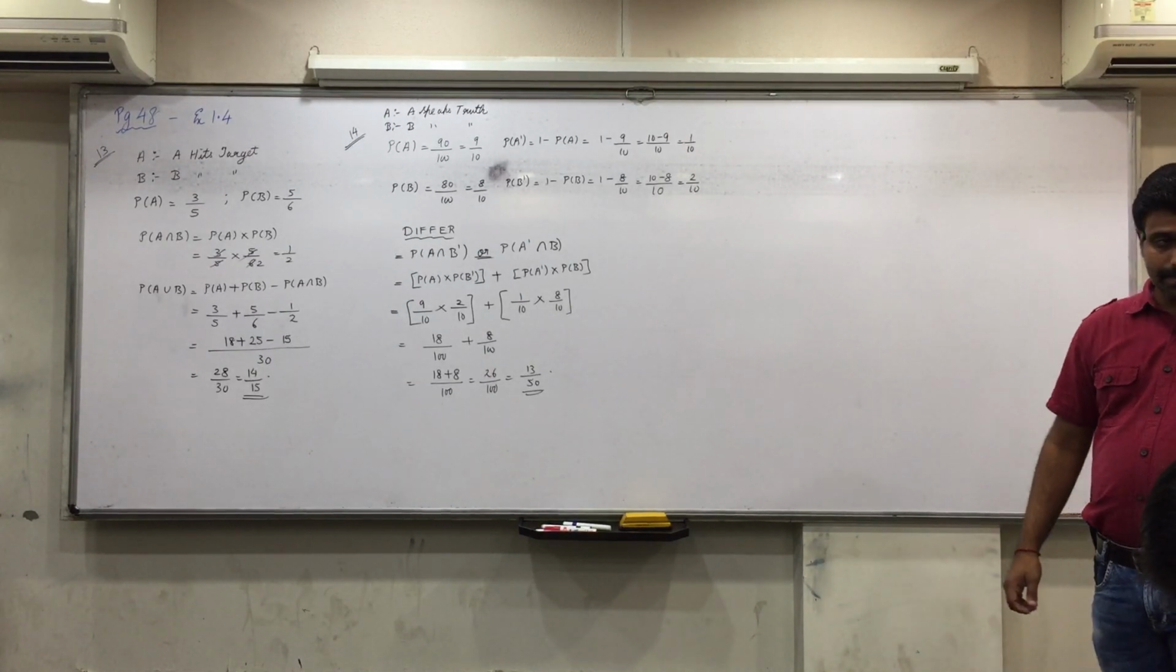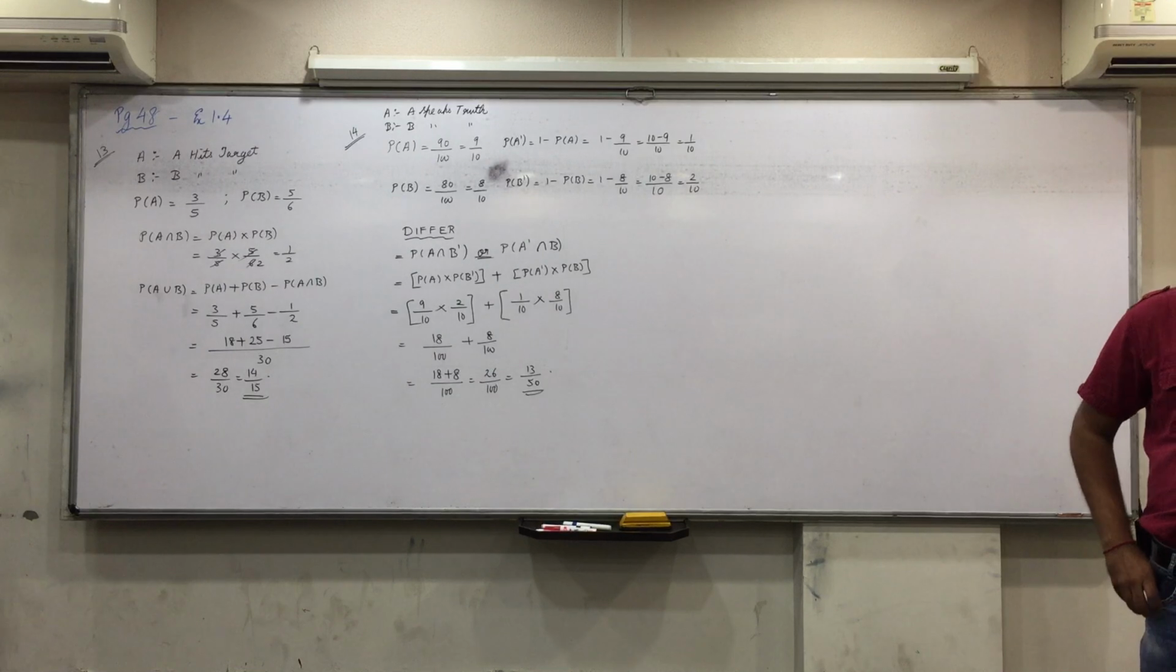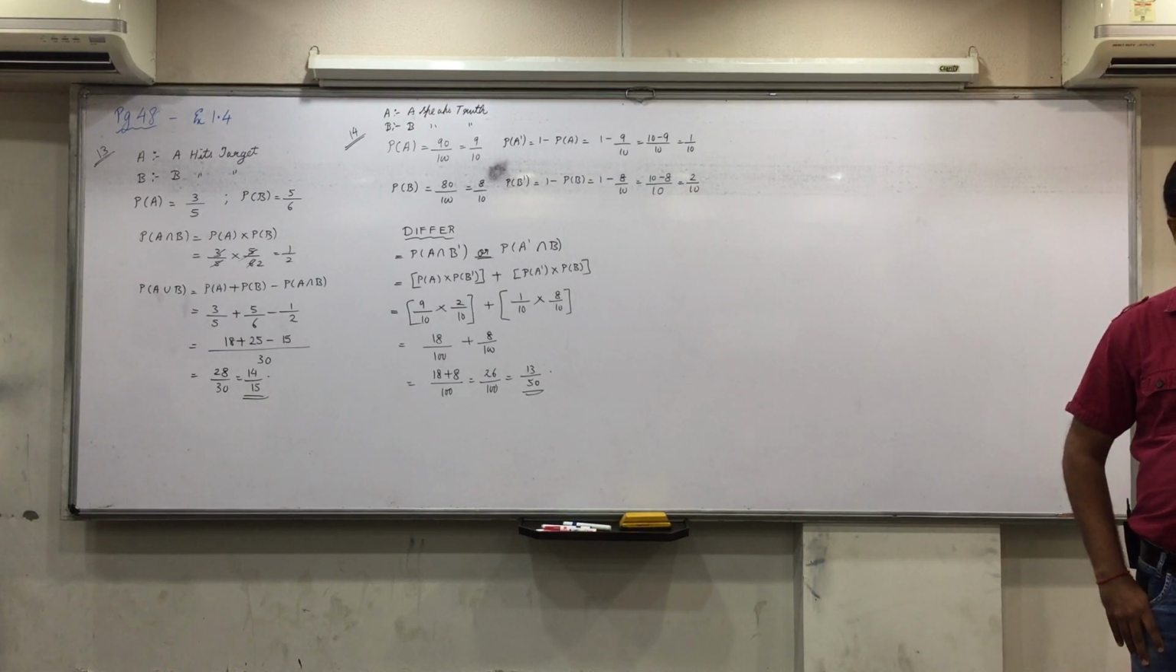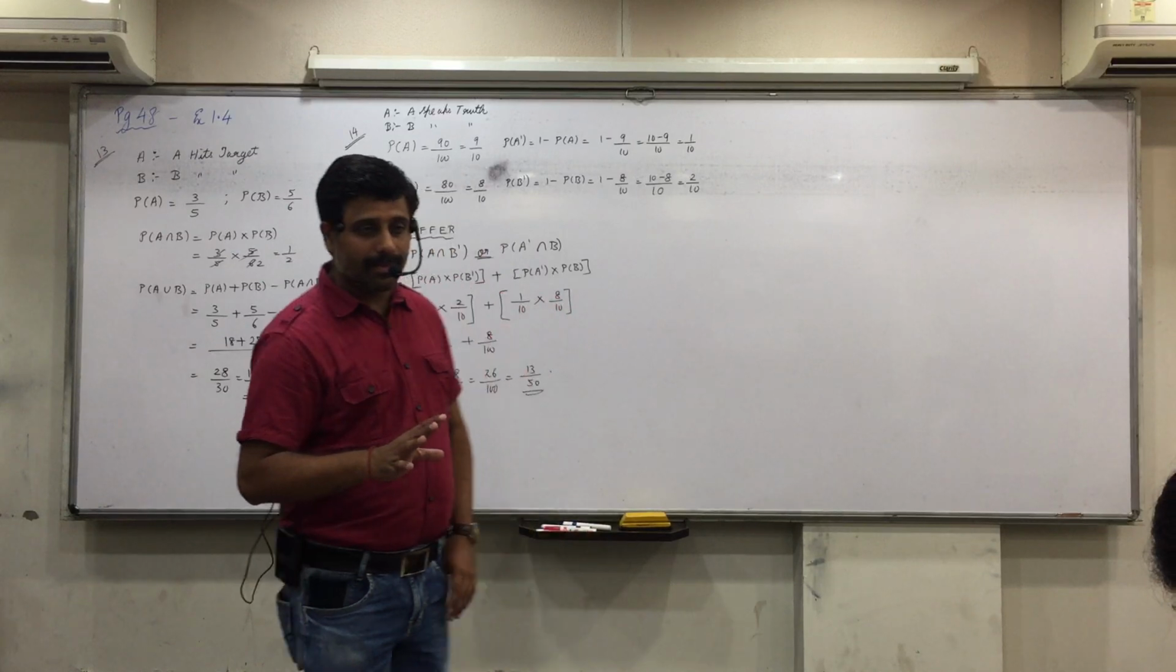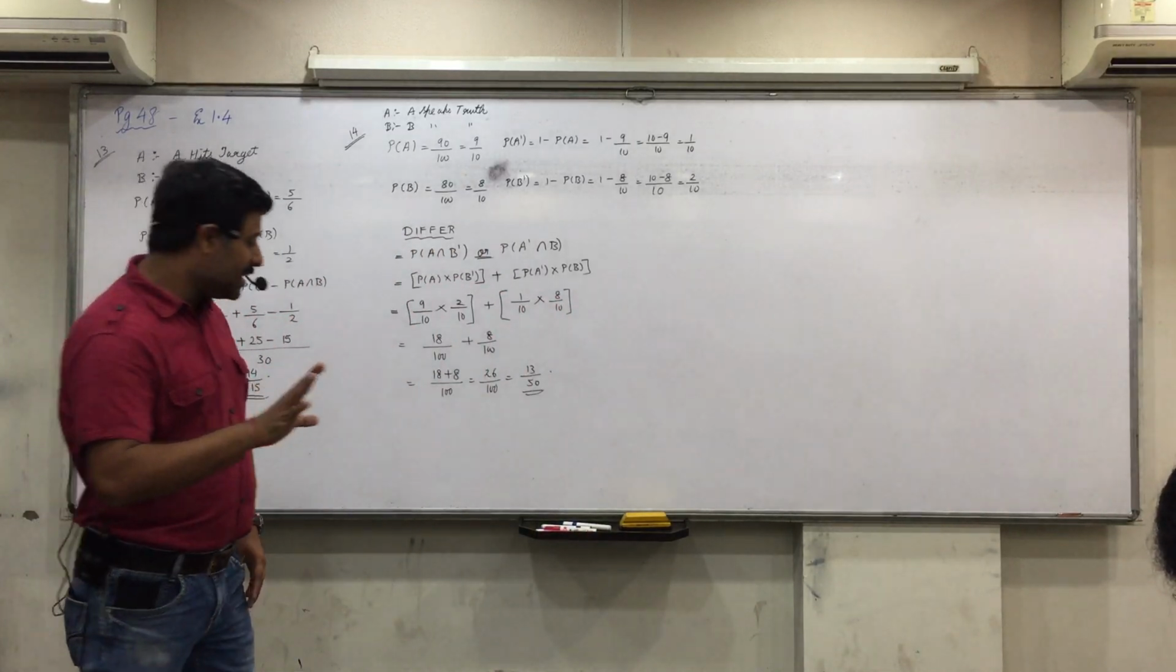So, but intersection means common. Here one person speaks truth and the other lies. So what is common in that? A speaks truth and B does not speak truth. There is nothing common in that. Here intersection doesn't mean exactly common.